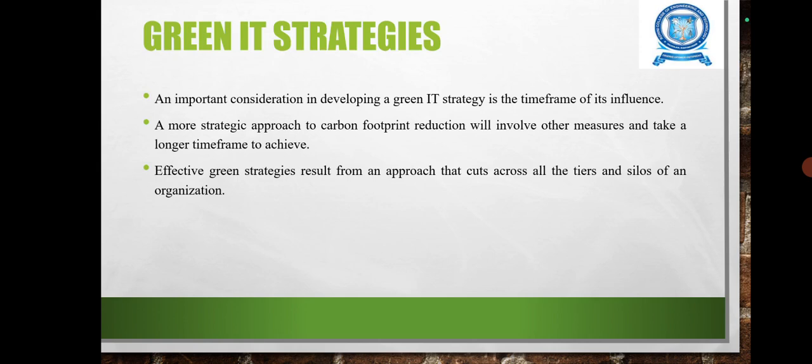Here we have some effective green strategies that result from an approach that cuts across all the tiers and silos of an organization. Some strategies come from individual understanding, that means leadership, vision, knowledge about the organization's structure and dynamics, and awareness of the organization's operations and its people, for example stakeholders' attitude toward change.